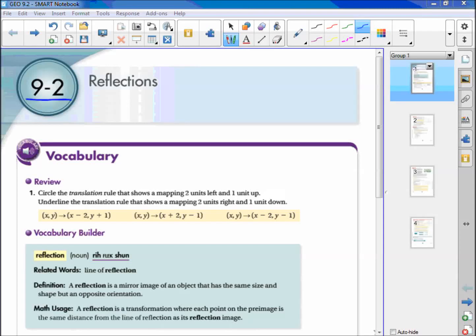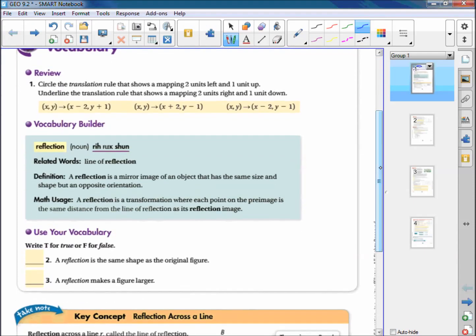Today we're covering section 9-2, reflections. Okay, so this is our second transformation, and it's an isometry transformation also. It will not change the size of the shape. All right, so we have some review first.